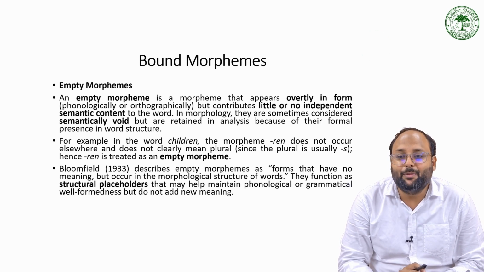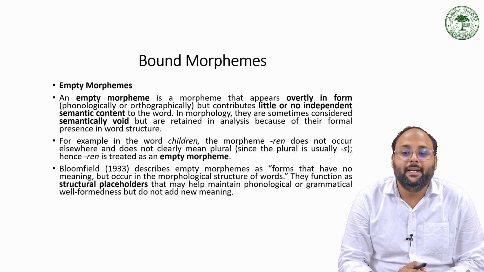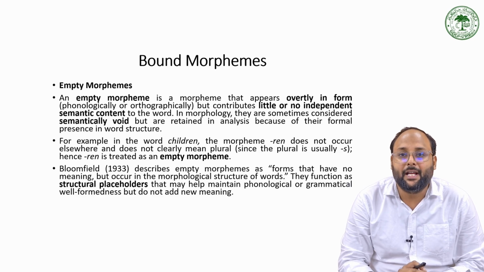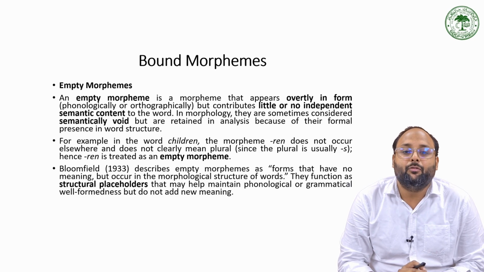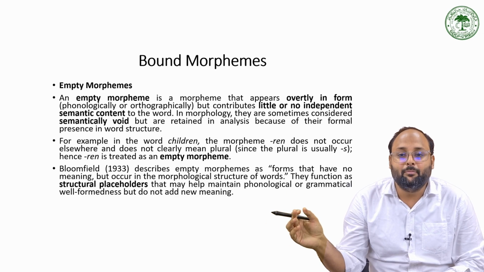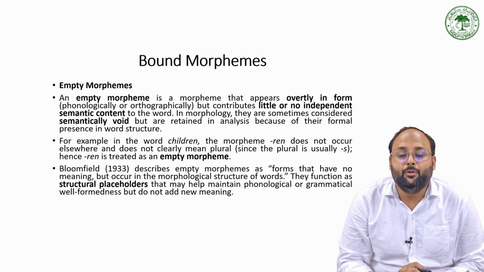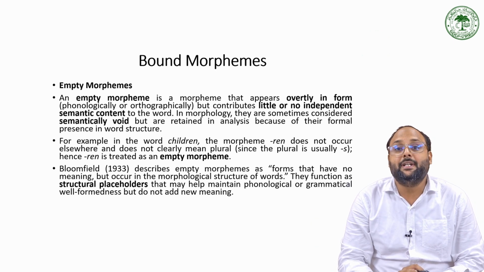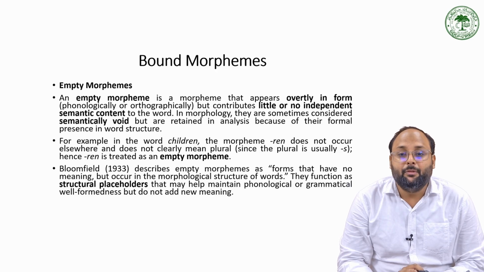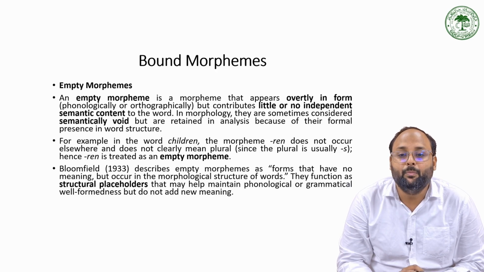We have an example from English, like children. In the example children, the ren represents the plural morpheme. But ren is not the regular plural marker in English. So we can call it an empty morpheme, because it does not have the meaning of plural across other examples. We do not have any other example where we use ren as a plural marker. So it can be considered an empty morpheme, which has the form but no meaning of plural in the affix ren.